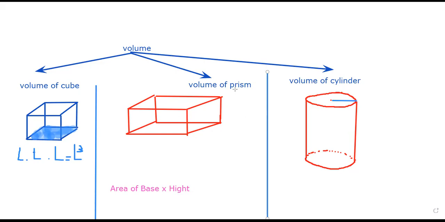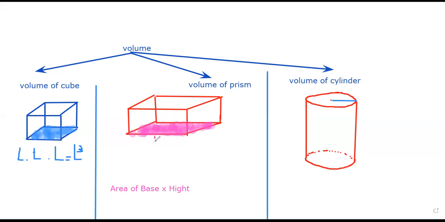What about the shape which we have in front of us now? What is the shape of the base? Rectangle. Yes, it's a rectangle. So if I want to calculate the volume of the prism, what do we have to do? We said it will be the area of the rectangle multiplied by height.